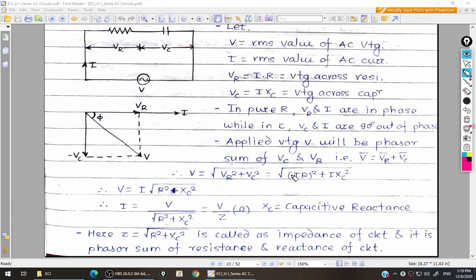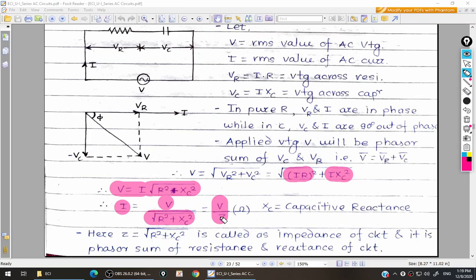So friends, here I is common in both terms. So we are taking I common. So when this I square comes out of this root, we are getting I. So V is equal to I square root of R square plus X square. Okay. And if you want to find the current, your current will be voltage upon root of R square plus X square. So this parameter, root of R square plus X square, is called impedance.